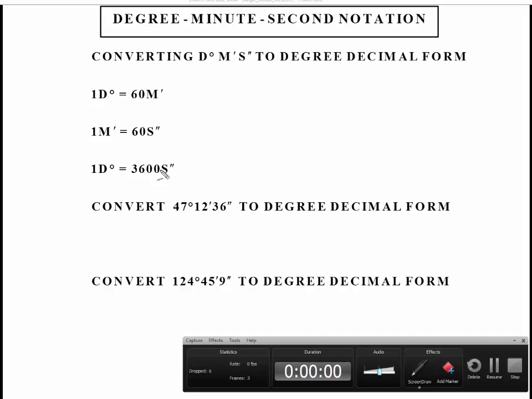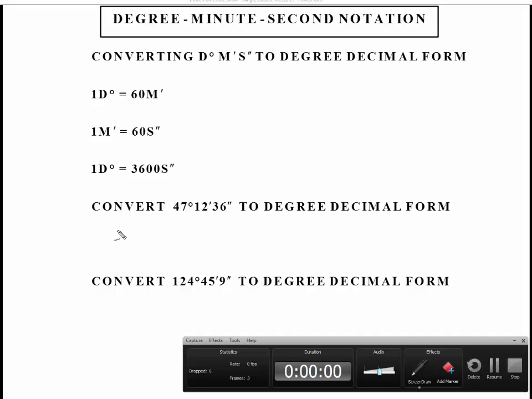We're going to do a few problems where we convert from DMS, or degree, minute, seconds, to degree decimal form. Let's look at the first example. It says convert 47 degrees, 12 minutes, and 36 seconds to degree decimal form.